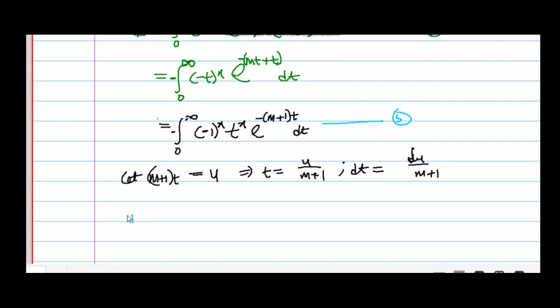Then that means I is going to be equal to the integral from 0 to infinity of minus 1 raised to the power of x. And instead of having t, we're going to have u over n plus 1, all raised to the power of x. Now you have the exponential. Instead of having minus n plus 1 t, we substitute u, so we are going to have minus u instead. And then instead of having the t, we are going to have du divided by n plus 1.